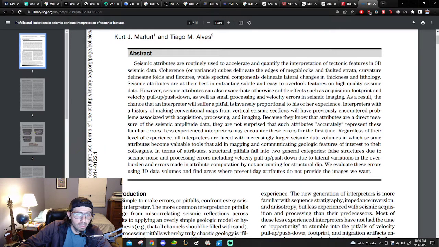interpreters with seismic attributes can also exacerbate otherwise subtle effects such as acquisition footprint and velocity pull-up pushdown, as well as small processing and velocity errors in seismic imaging. So these are reasons we write off the data, is what that was. As a result, the chance that an interpreter will suffer a pitfall is inversely proportional to his or her experience. This simply is not how science is.